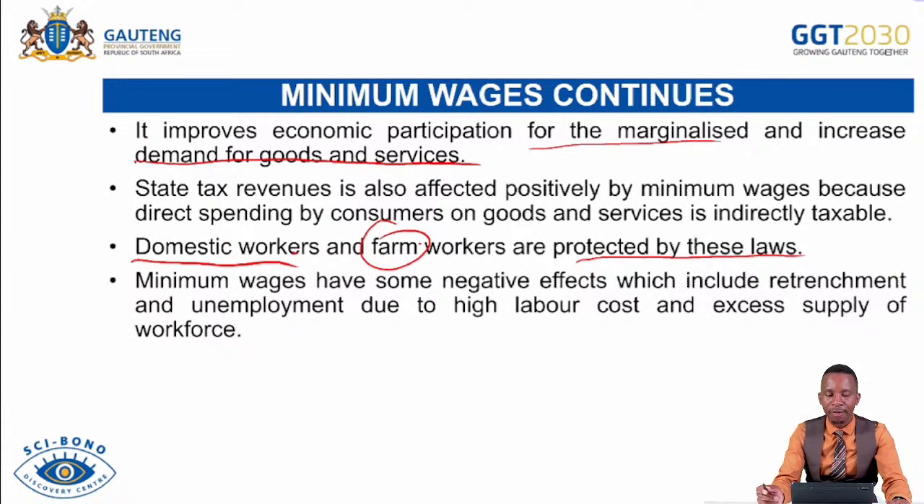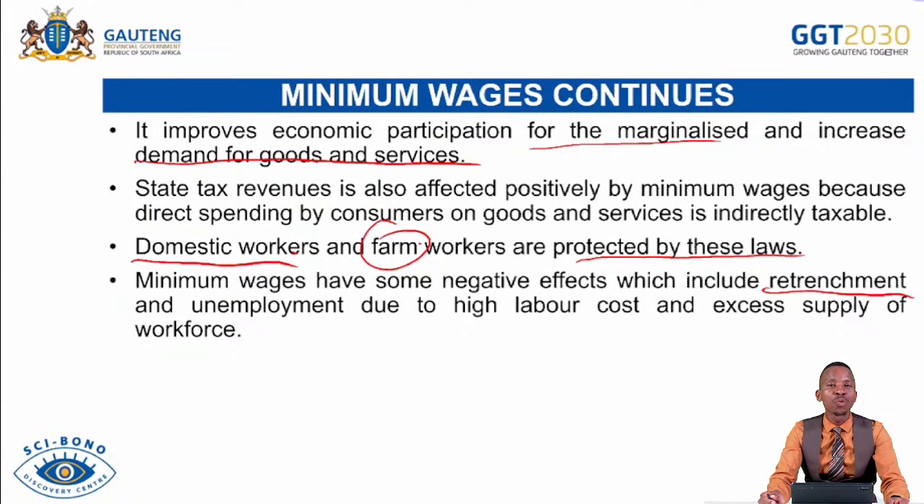Minimum wages have some negative effects, which include retrenchment. We know that if the minimum wage is legislated, workers might find themselves losing their jobs. How do they lose their jobs? Remember, if minimum wage has been legislated, firms find labor costs being very high or very expensive. As a result, they decide to employ fewer workers because they cannot afford to pay them these wages and salaries. As a result, they will be retrenching some workers in order to maintain the legislated minimum wage. So it results in retrenchment and unemployment due to high labor costs and excess supply of workers.